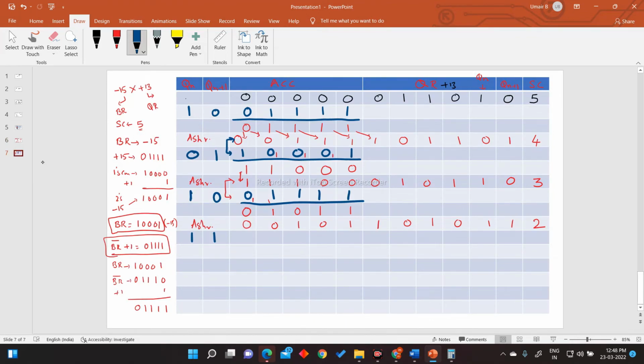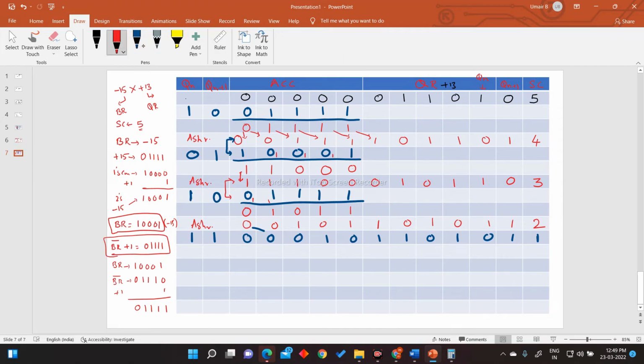So this 0 will move here, right? And this empty bit created is filled with the sign bit, that is 0, and 0 0 1 0 1 1, right? 0 0 1 0 1 1 0 1 0, and this is 1. And again the sequence counter is reduced by 1. Now what next? Again, since it is not equal to 0, I need to repeat the iteration.